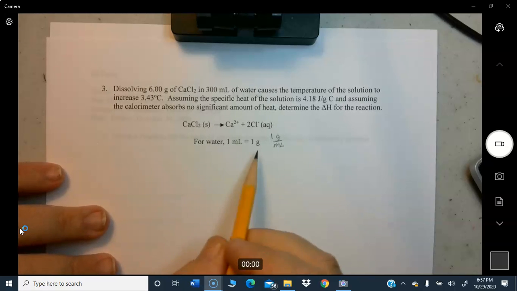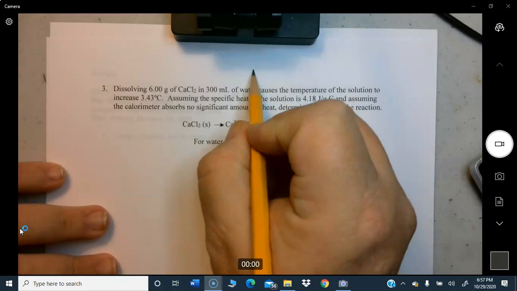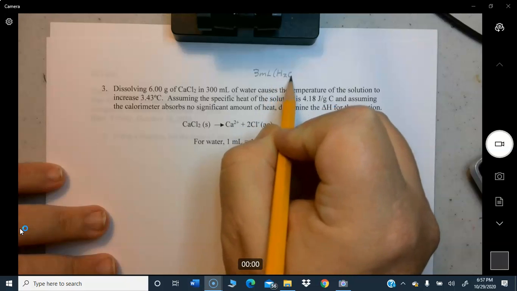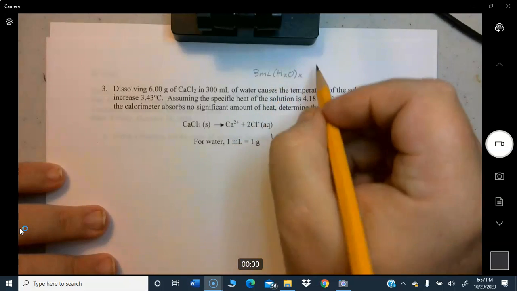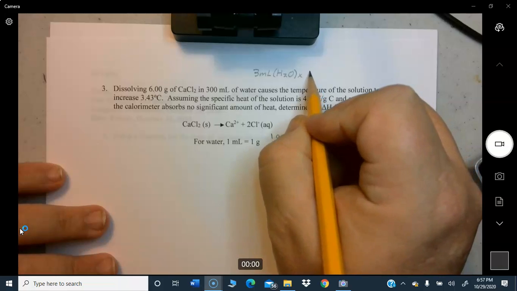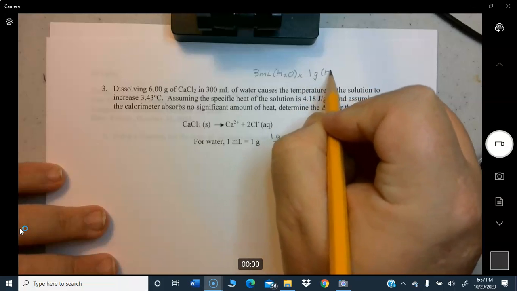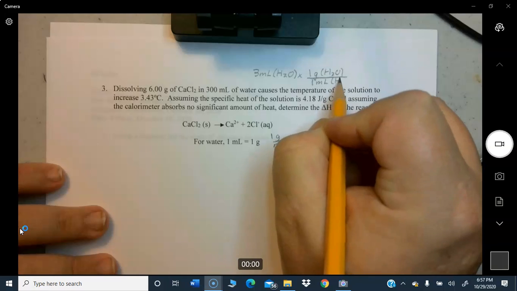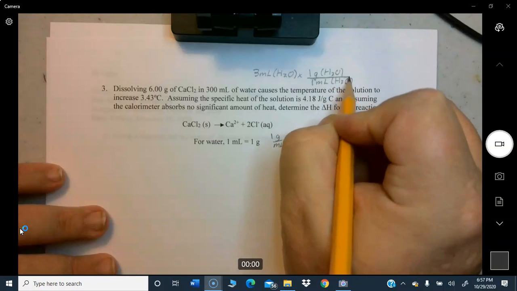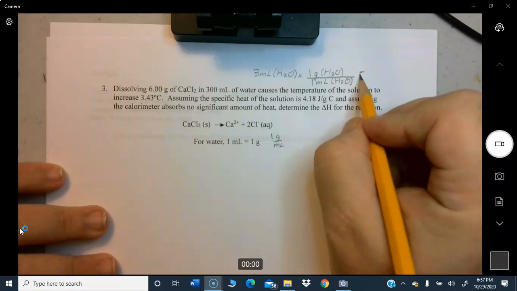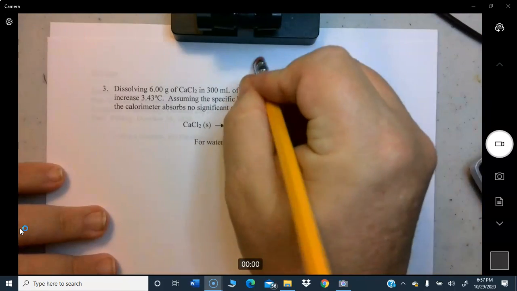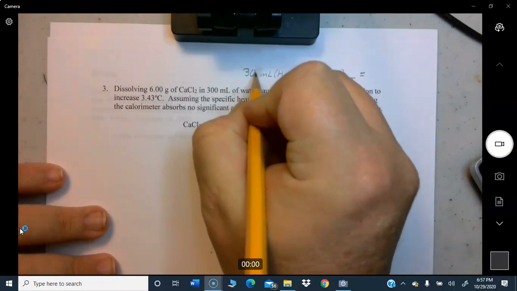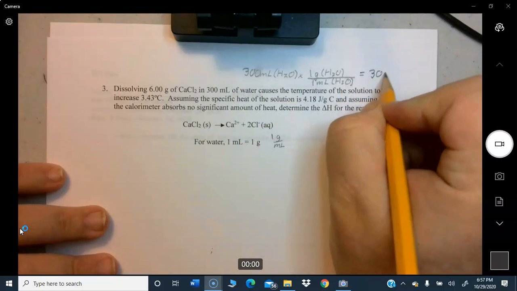So what we can do is use this as a conversion factor, and it's going to be 300 milliliters, and then we use this conversion factor. So for every 1 gram of water, there's 1 milliliter of water. That's true only for water, that relationship. So that means I put 3 milliliters. It should have been 300. So that means we have 300 grams of water.